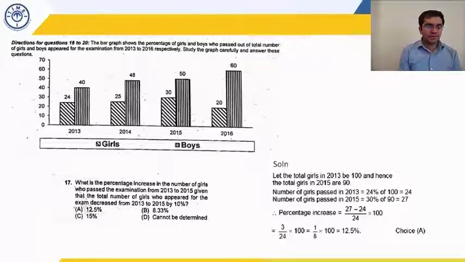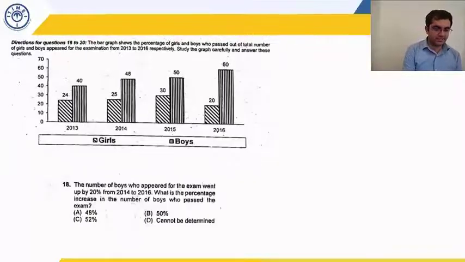I hope this is all right. Let's move to the next question. The number of boys who appeared for the exam went up by 20% from 2014 to 2016. What is the percentage increase in the number of boys who passed? Very similar to the previous question. Percentage change in the number of boys is given. Find the percentage increase in the boys who passed. Please solve.